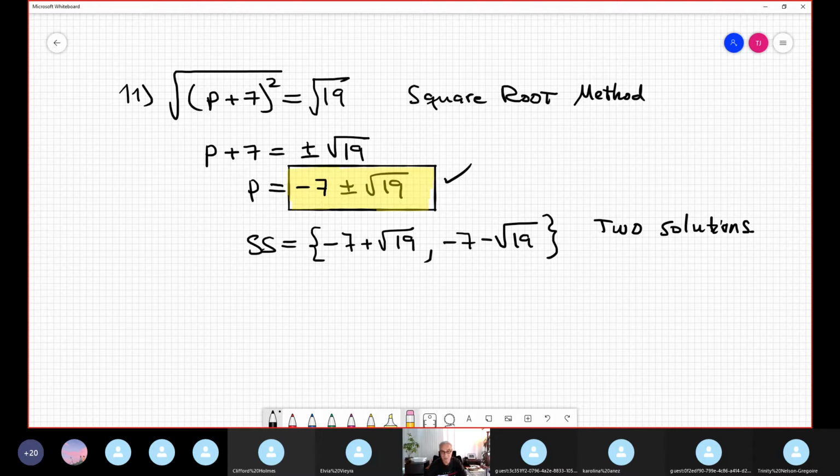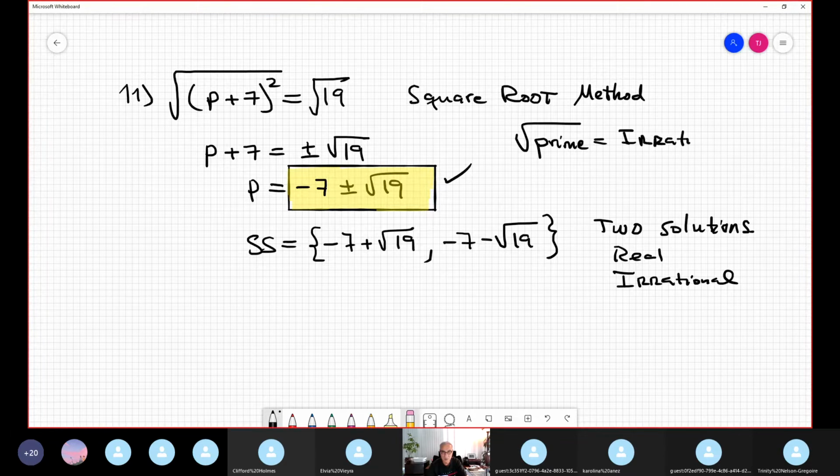And the solution is real, but it is irrational because it involves radical 19, an irrational number. Any square root of a prime number is irrational. Square root of a prime number is always an irrational number. Okay. Any question? That was 11.